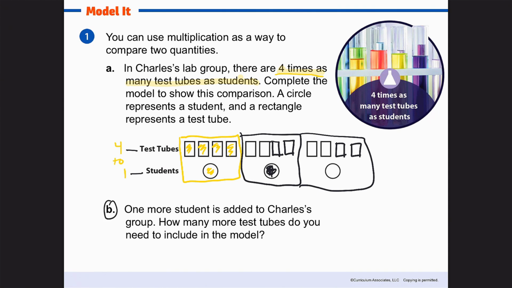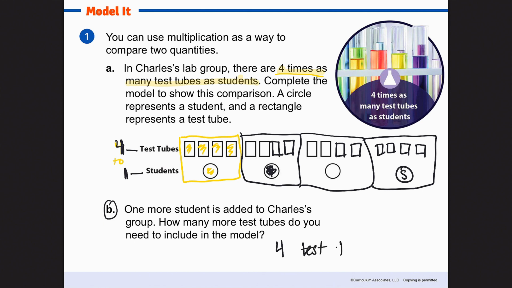Now looking down here at B, it says 1 more student is added. So 1 more student, here's our student, is being added to the group. How many test tubes do I need to have to include the model? Or if I see here, I already have 1 circle, so that means I need to draw 4 test tubes to complete the model. And voila. So how many more test tubes do I need? I need 4 test tubes.